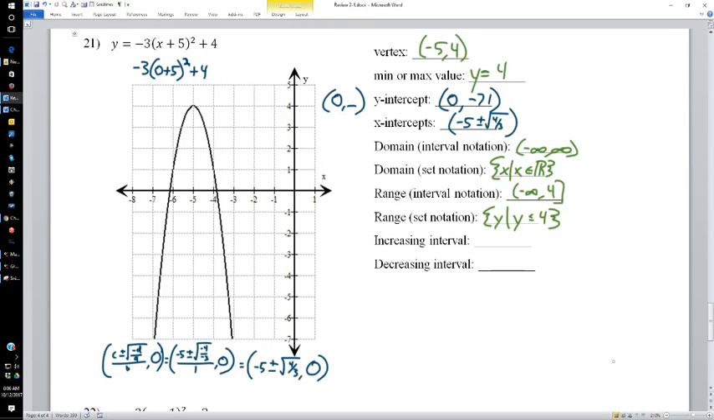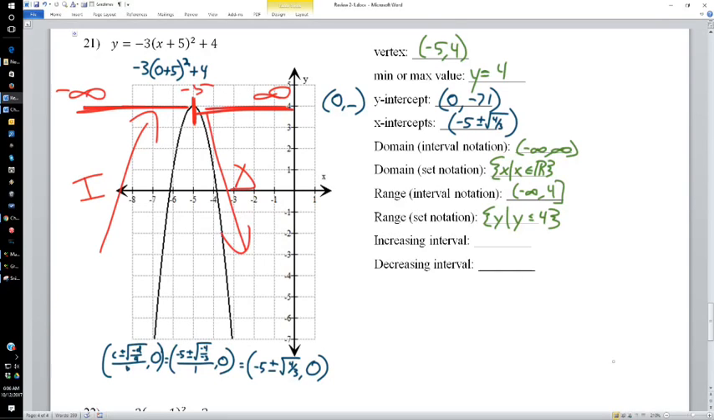Alright, increasing and decreasing. We're going uphill until this point right here, and then we're going downhill. So this is my increasing side, this is my decreasing side. From negative infinity to that point, and from that point to positive infinity. So where are you going uphill? That's your increasing. Where are you going downhill? That's your decreasing. So increasing, negative infinity to negative 5, I'm sorry. And your decreasing is, I'll say it again, negative 5 to infinity.